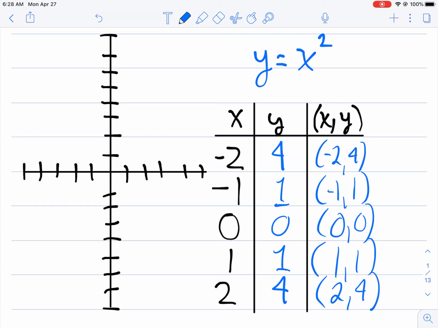All right, so we're going to go ahead and plot those right now. I have a point here at (0, 0), (1, 1), and then a point at (2, 4), right up here, and then (-1, 1) and (-2, 4). And if I go through here and connect these together, oh, I missed one. Let me try this one more time. There we go. That is the general form of a graph of a quadratic equation.